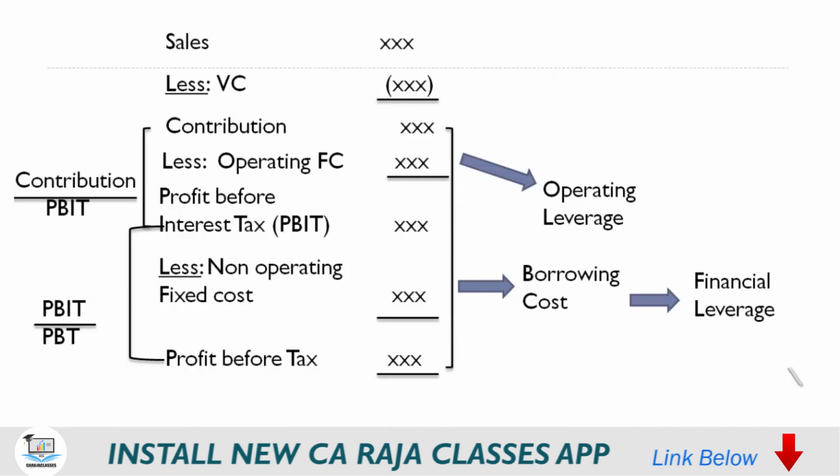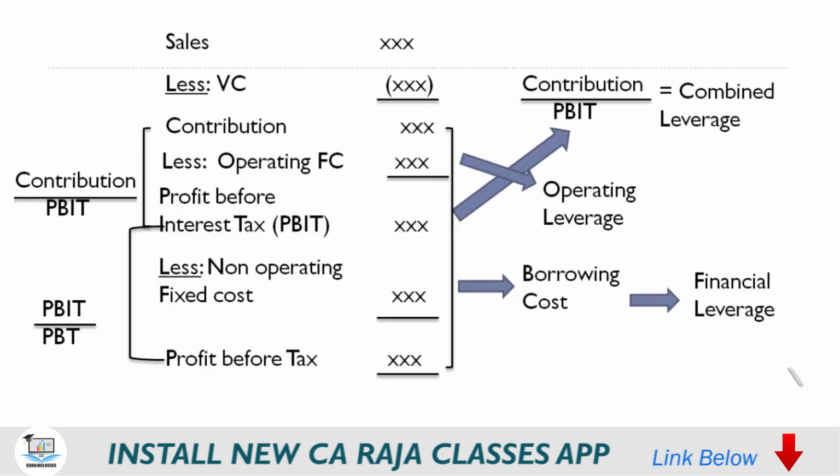If we establish a relationship between contribution and PBT, we will get something called combined leverage, and it is calculated as contribution divided by PBT, that is profit before tax. So here we establish a relationship between contribution and PBT. But why should we establish a relationship between all these numbers and what do we infer from all this? We'll take an example, we'll take numbers so that we can understand with a high level of clarity.